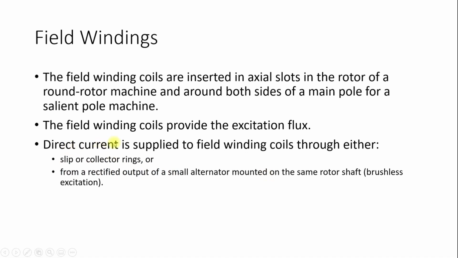The field winding coils provide the excitation flux. Direct current is supplied to the field winding coils either through slip or collector rings, or from the rectifier output of a small alternator mounted on the same rotor shaft. So now you have seen physically that we have this stator, and inside the stator is the rotor, and the supply provided to this rotor is a DC supply. How can we provide this DC supply? There are several methods. Either we provide it with the help of a DC shunt generator or with the help of some rectifier. Depending on this, the thing is that we have to provide this DC current, and by controlling this DC current we will be able to control the flux of the generator, and by controlling this flux of the generator we can control the induced EMF in the stator winding.